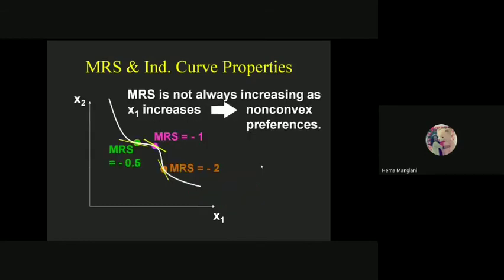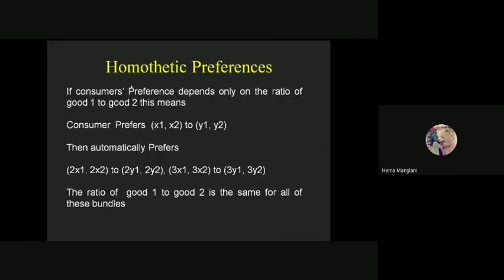Now, MRS is not always increasing as X1 increases, so that is not always the case. Sometimes middle non-convex preferences do not allow that, and MRS becomes equal to -2, though you are starting with this lower value over here. So such preferences are also non-convex preferences and would shuffle your value of MRS and the cost of substitution too. Then we'll come to the homothetic preferences.